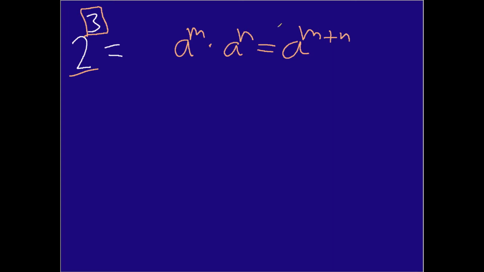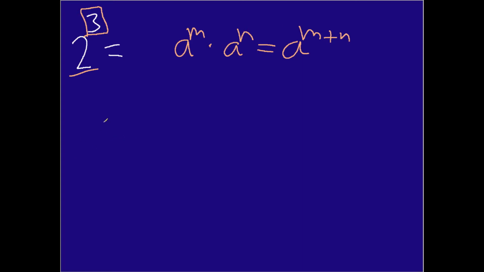In other words, when you are multiplying two or more numbers that have the same base, and they both have exponents, you simply add the exponents across and you don't mess with the base. So let's just do a couple examples of this in a practical manner.